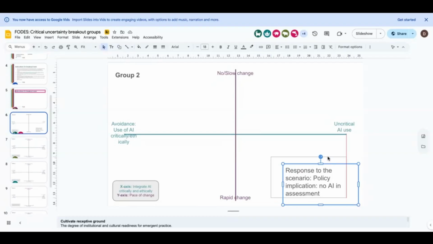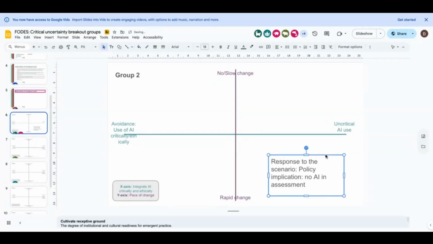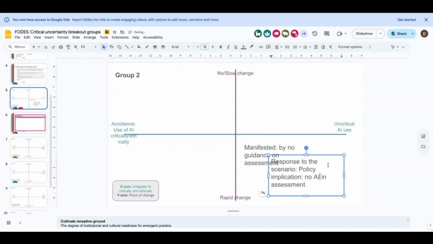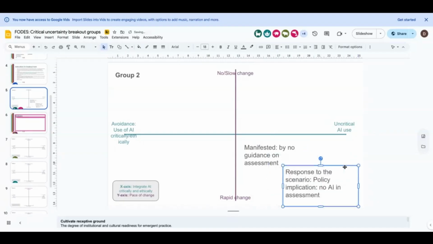So I think it's a consequence of rapid change, right? Rapid change and uncritical use. So that's another response in that box. Well, it's not a response. That would be like a criteria, isn't it? It would be manifested by no guidance on assessment. Yeah, and the response is then to just say no AI in it.